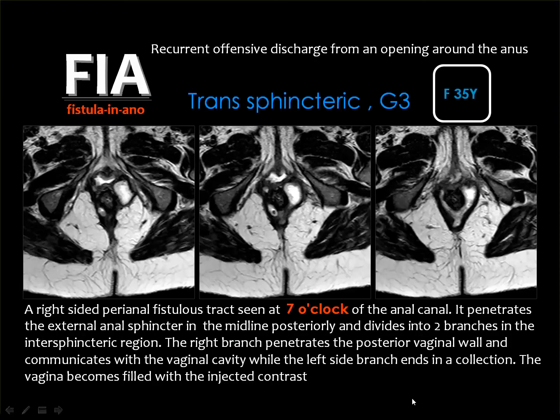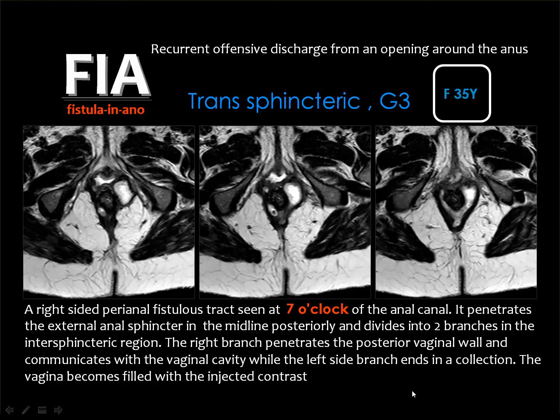Then this is a transsphincteric fistula that has connected to the vagina. And here, if you look carefully, you see this is the internal opening of the fistula at approximately 7 o'clock. Then the fistula has two branches, a branch like this going to the right side, and another branch going to the left side. And I think the grading of this fistula should be 4 instead of 3.